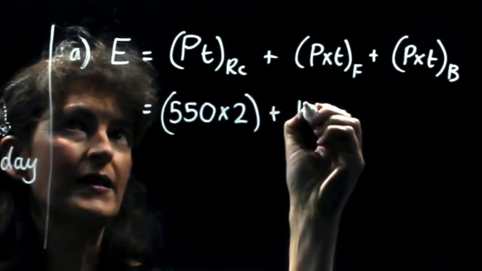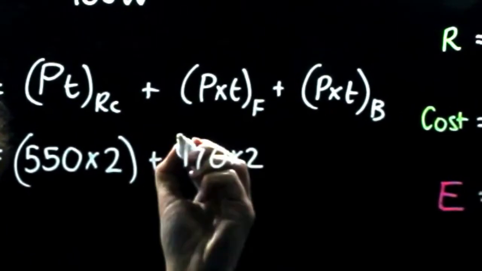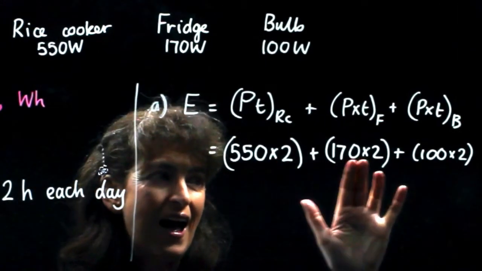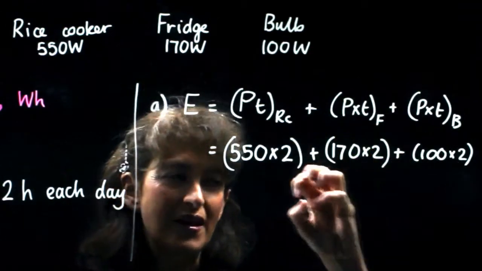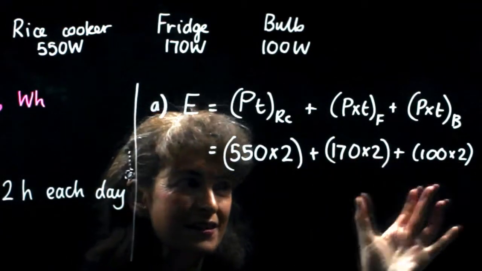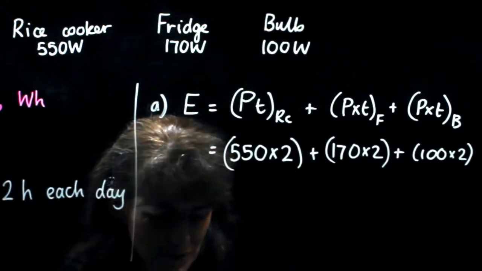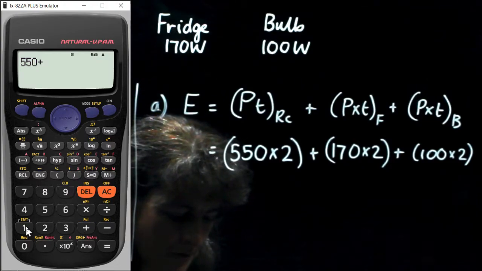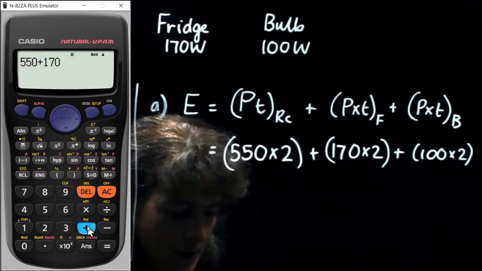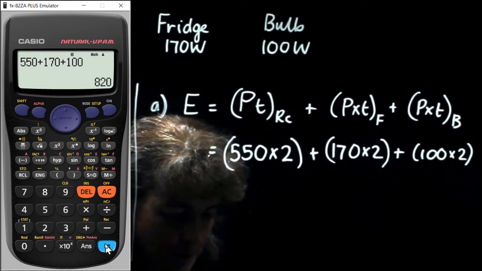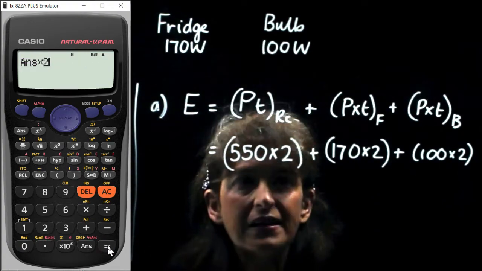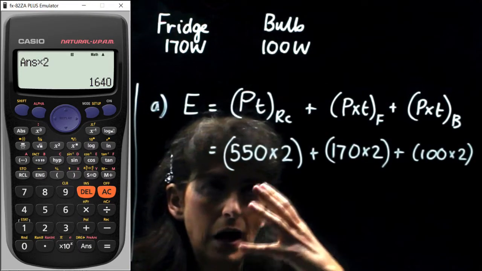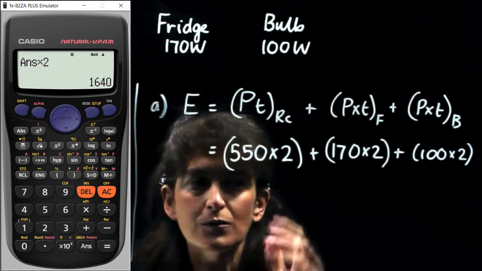plus 170 times 2 hours. Of course, you could simply add the power ratings and multiply that sum by 2, or do it this long way as I have it here, whichever you prefer. Let's go 550 plus 170 plus 100 equals, and multiply all of that by 2, because you can see that's the total power of the whole lot of them, if you were to think about a single device, which is all of these.